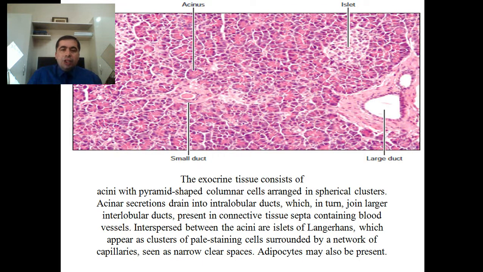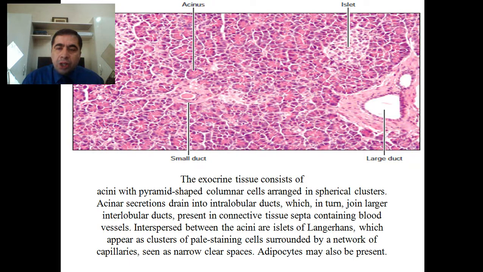The exocrine tissue: you are looking in this micro preparation at the acini of the pancreas, and also islets, very interesting islets of Langerhans. They are endocrine organs, the endocrine part of the pancreas. They are surrounded by the capillary network.